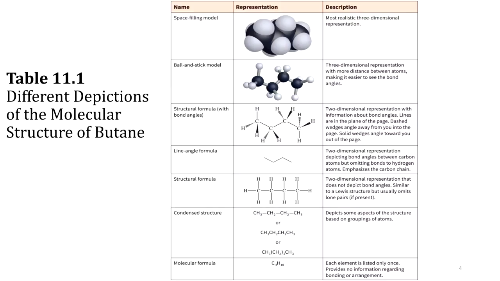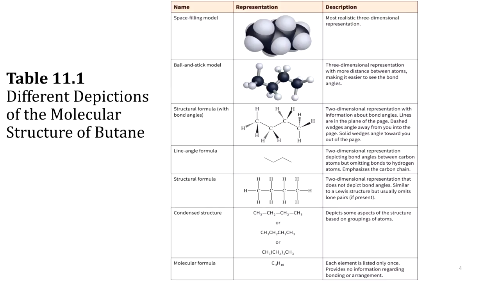Now there's a shorthand notation which we often draw. It's called a line angle formula. And this is a little kind of a stick drawing where each point or each vertex in this drawing represents a carbon, and each line represents a carbon-carbon bond connection. We don't draw any of the hydrogens on here because we assume, okay, if we see all single bonds here, we can infer that the 2 end carbons must have 3 hydrogens and the 2 interior carbons must have 2 hydrogens, because every carbon will have 4 bonds.